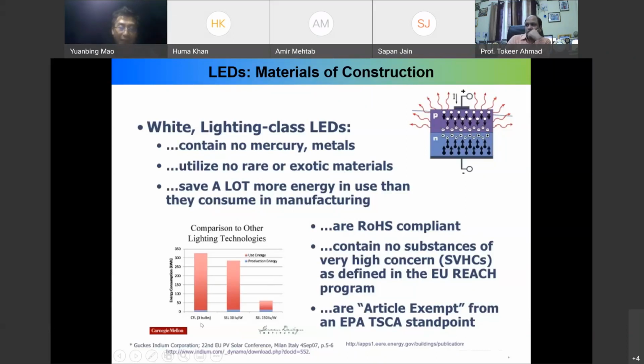And we can also see here a different way to look into this when we compare to other lighting technologies. This red bar shows the used energy. Basically, we need to put in energy, most of the time electricity, and then they give out light. Here we can see that for fluorescent lamps, we need to put a lot of energy in, and then it gives out the light. And for solid state lighting, especially this one, you can see that the used energy is much less.